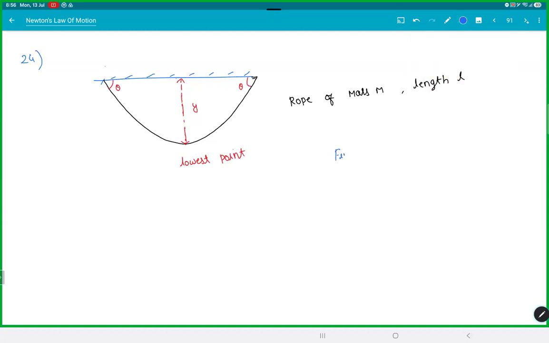Find y. So you took a rope of mass m and length L and you're hanging it. That middle part depth is y. So basically it is also called a sag, S-A-G. So it's like a sag in the middle.